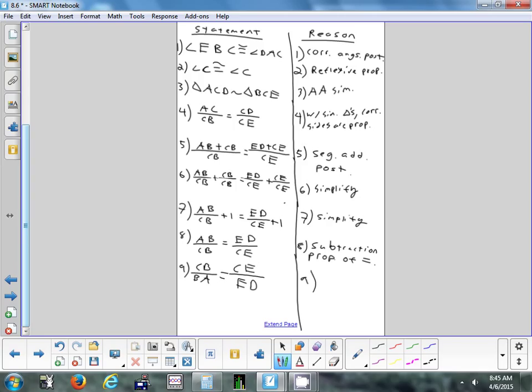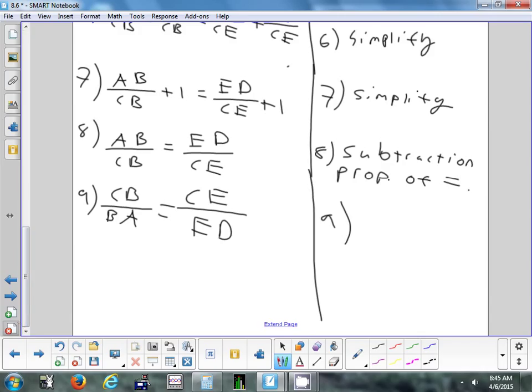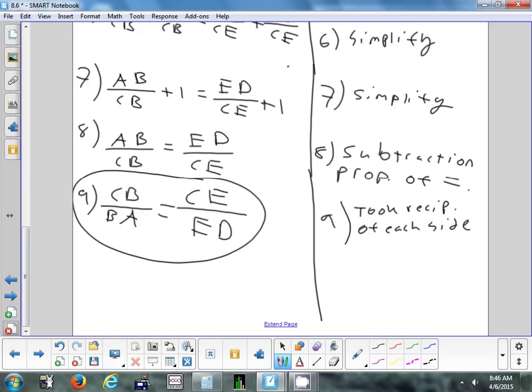All right, so the reason for that, basically I flipped what was on each side. I don't think there's a theorem or rule for that, but let's just write down what we did. Flipped. Well, you know what? Even better. Took the reciprocal of each side. And we ended up with what they wanted.